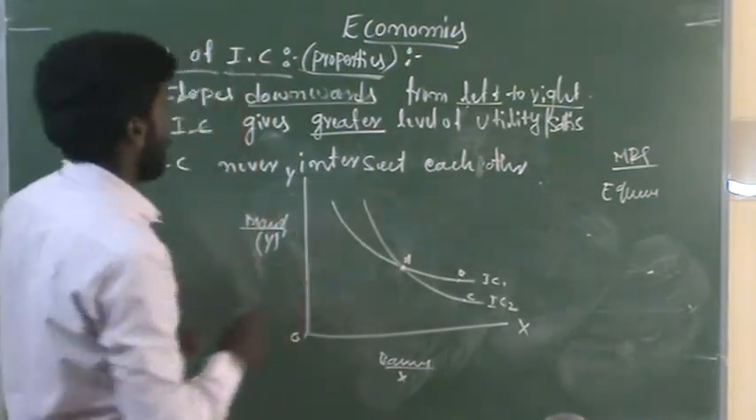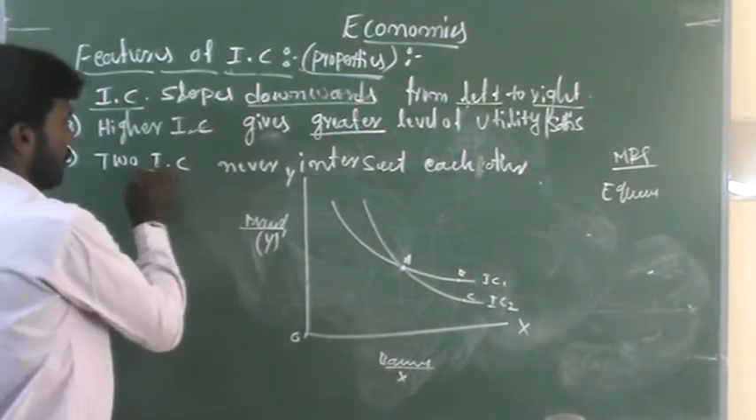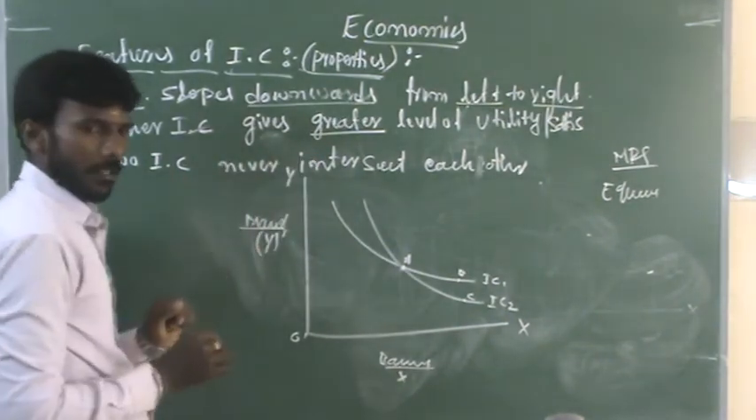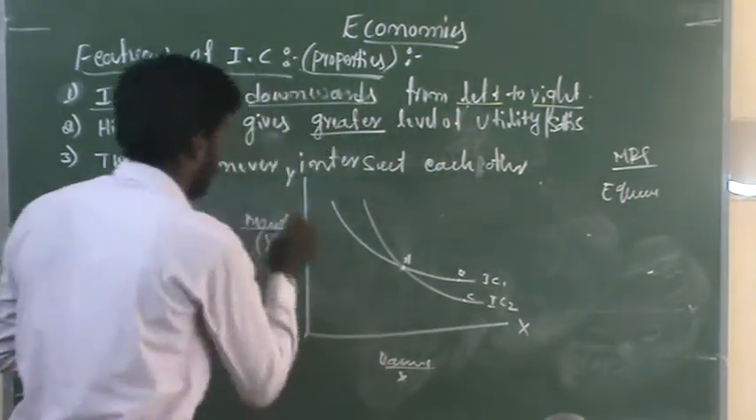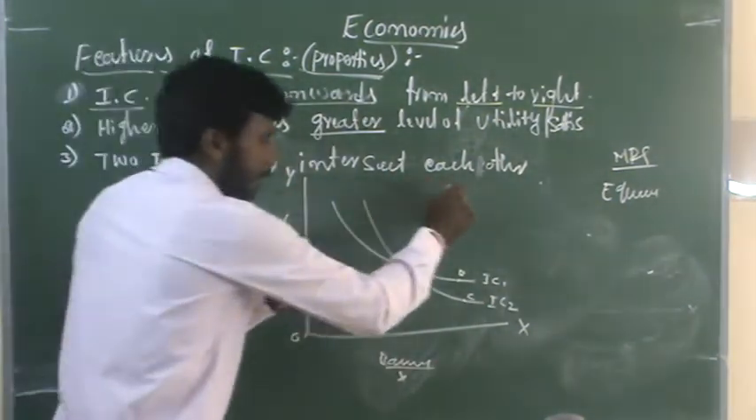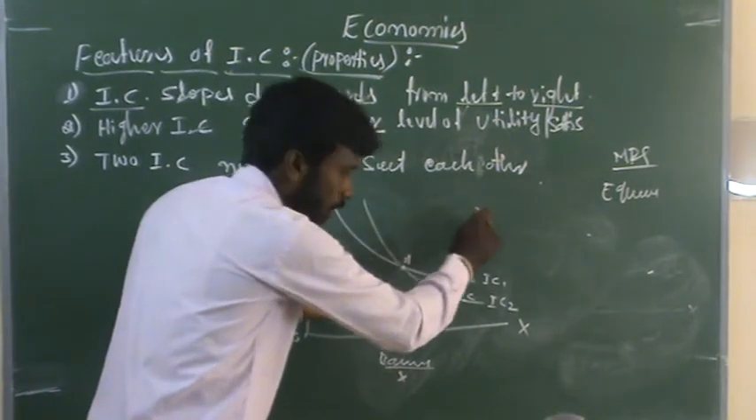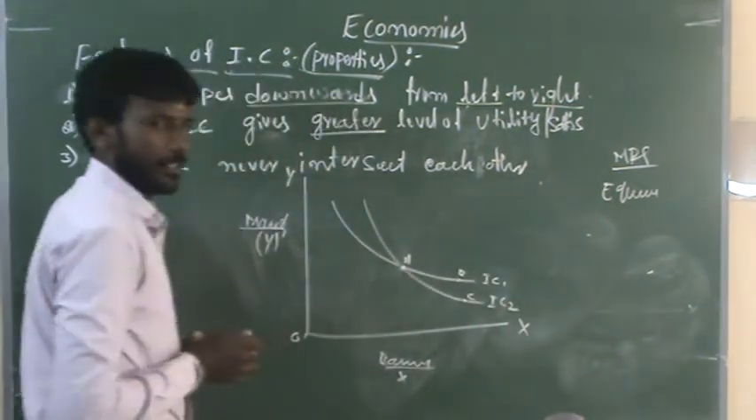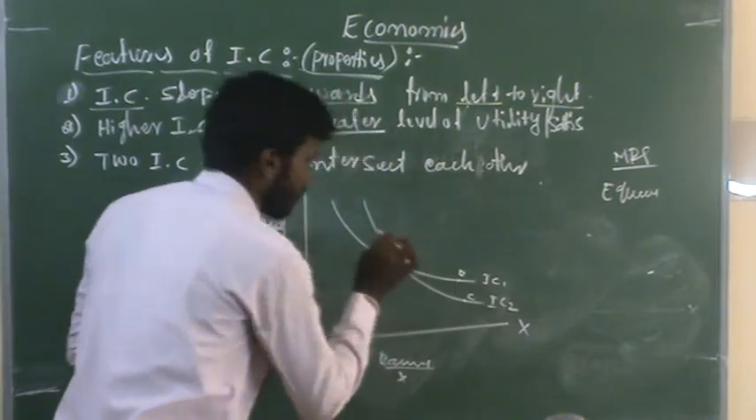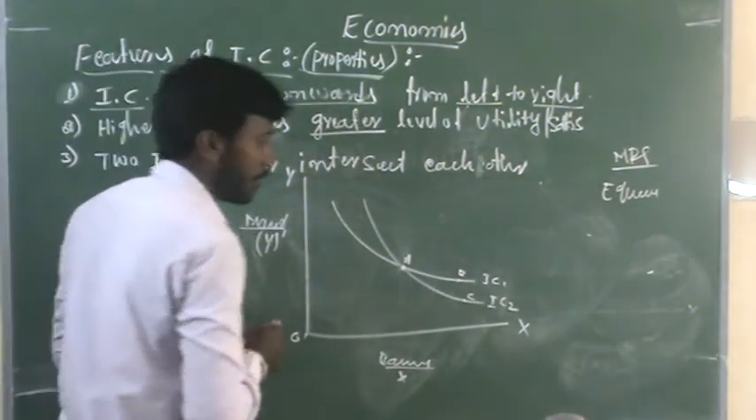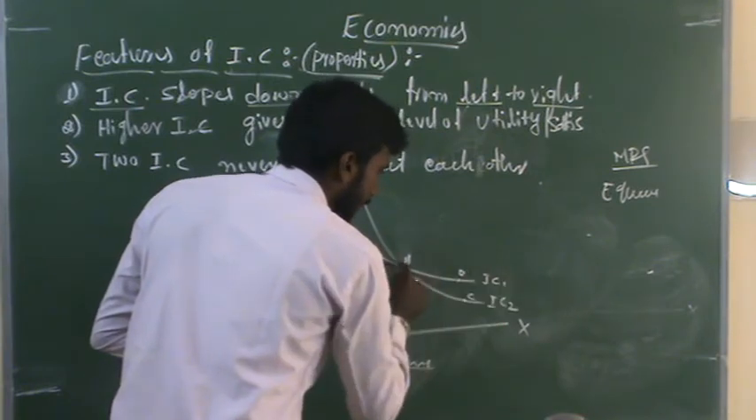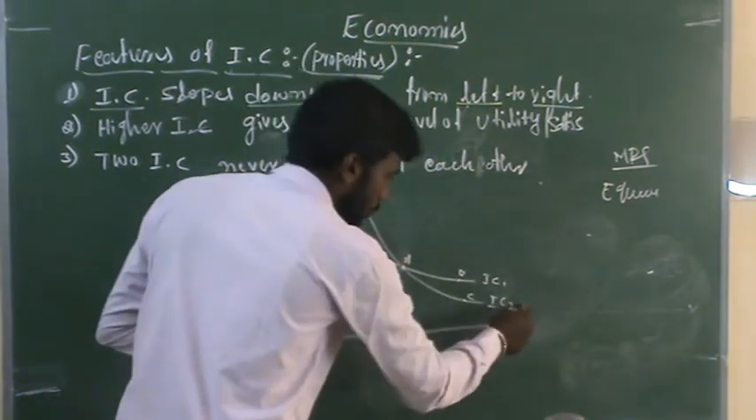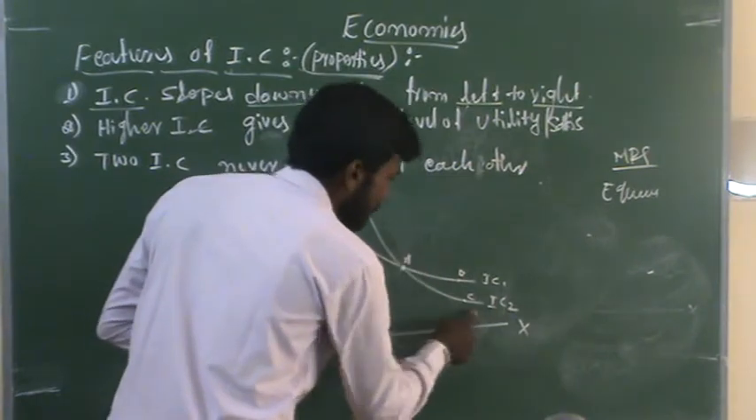See, simply, once again, this is the third property. Now we are going to understand a diagram. X-axis banana, y-axis mango. In this diagram how many indifference curves will be there? Two, IC1 and IC2. Those two intersect at the point A. It means IC1 includes or consists of A and B points. IC2 will contain A and C points.